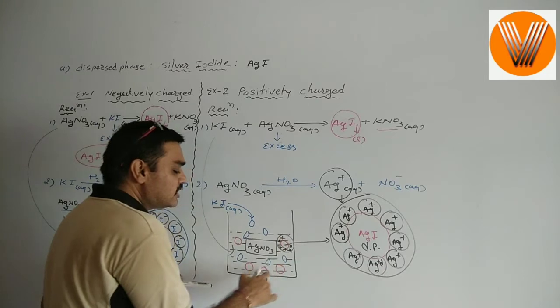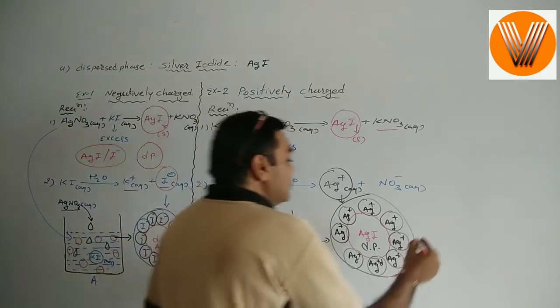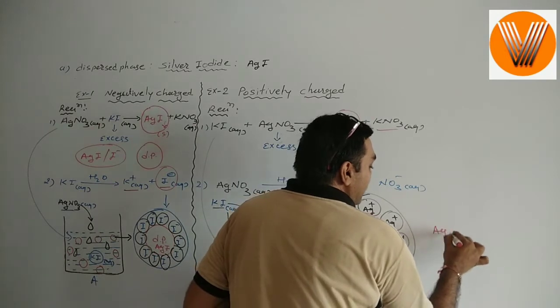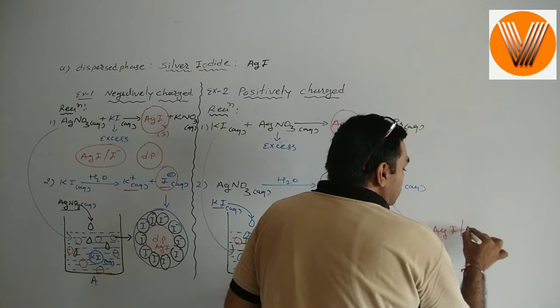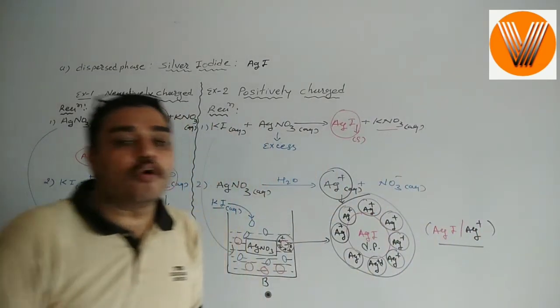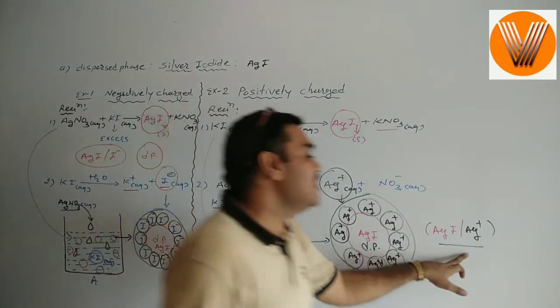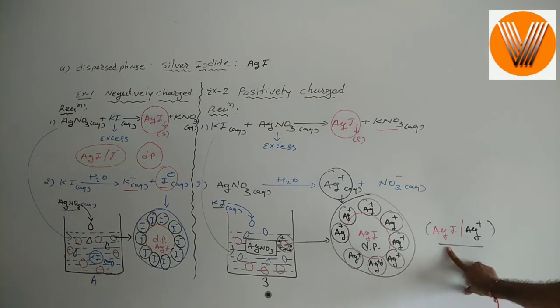The similar thing happens and then you obtain AgI slash Ag plus, a positively charged lyophobic sol. So this is how a positively charged lyophobic sol is formed with the silver iodide precipitate.